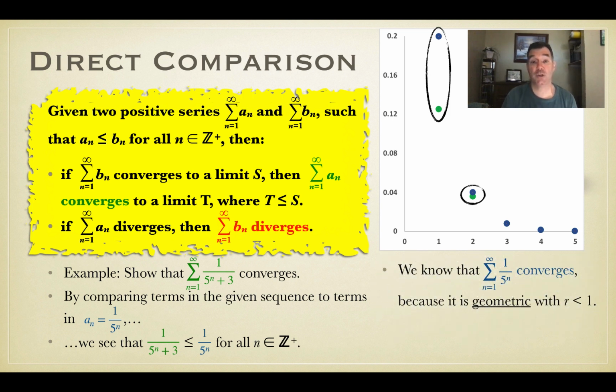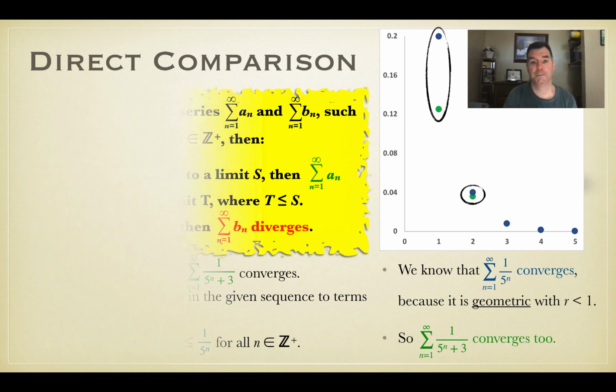So I also know that the blue series converges. 1 over 5 to the n converges. It's a geometric series, which we talked about in the first video, and my r value in that series is 1/5, which is less than 1. So that means that since the series I was given is always going to be less than one that I know is convergent, then that series is convergent as well.